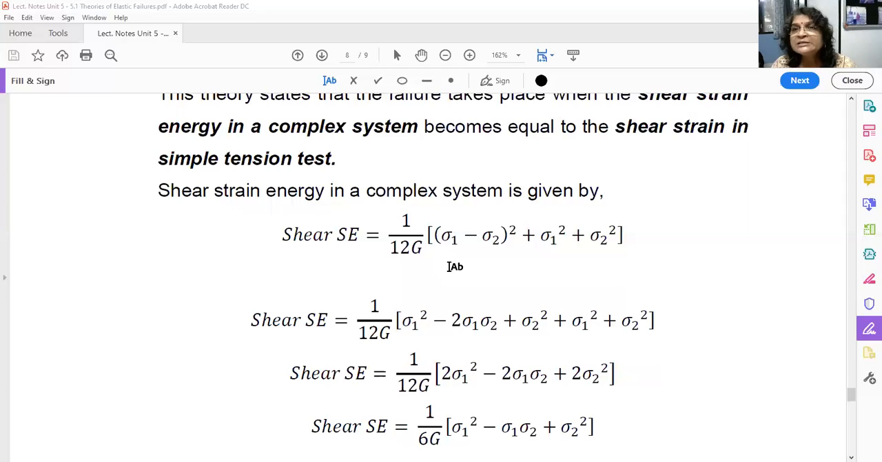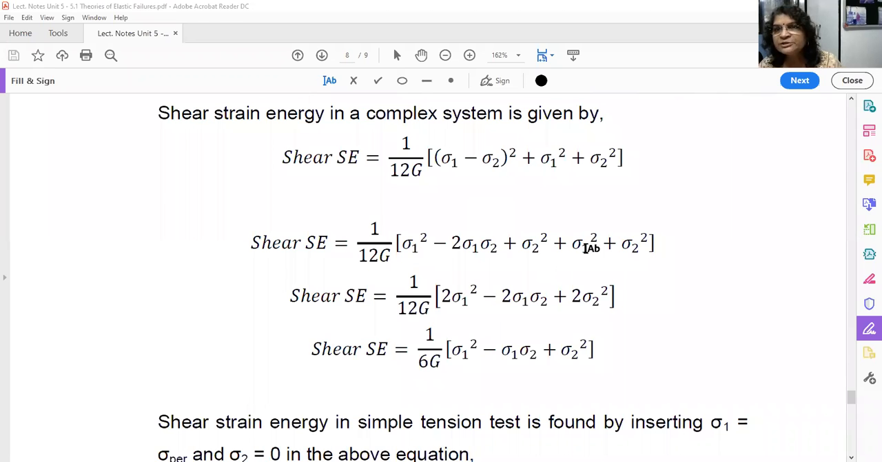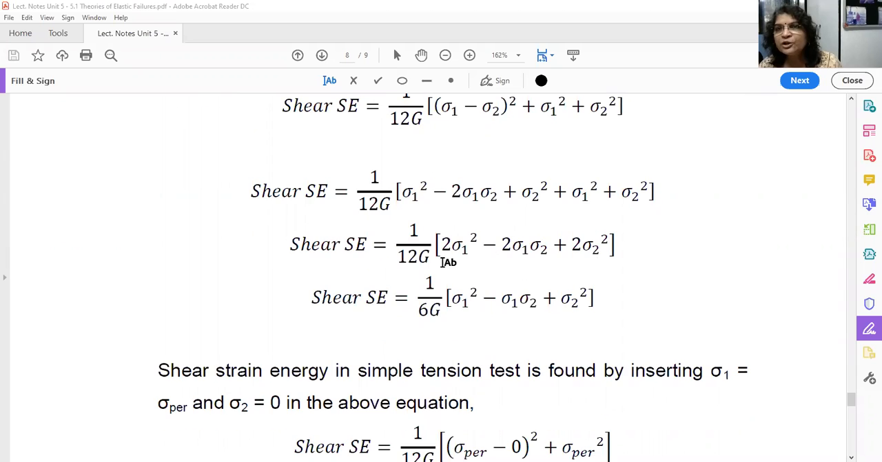Let us open this bracket. 1 upon 12G into bracket sigma 1 square minus 2 sigma 1 sigma 2 plus sigma 2 square, plus this sigma 1 square as it is, this sigma 2 square as it is. After opening the bracket, sigma 1 square plus sigma 1 square becomes 2 sigma 1 square, sigma 2 square plus sigma 2 square becomes 2 sigma 2 square, and the middle term remains as it is. Now you can take 2 common, so 2 divided by 12 becomes 6. So shear strain energy in a complex system is given by 1 upon 6G into bracket sigma 1 square minus sigma 1 sigma 2 plus sigma 2 square.